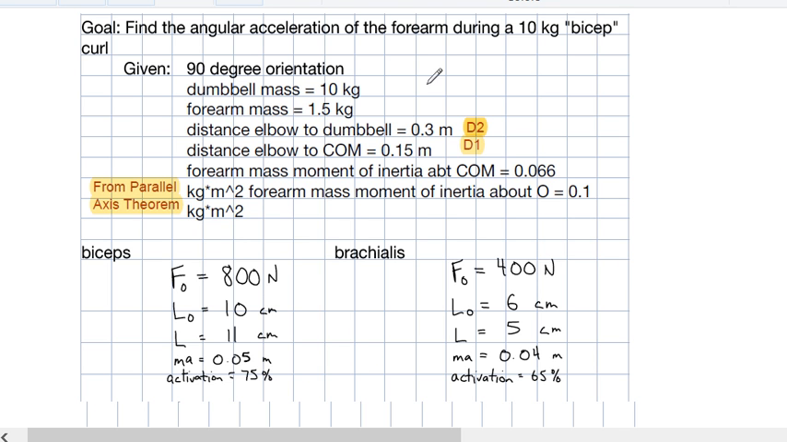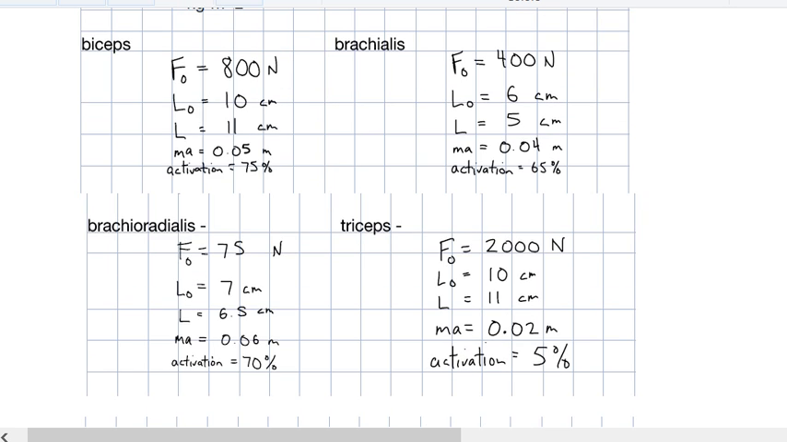The distance from the elbow to the dumbbell is the moment arm D2, 0.3 meters. And the distance from the elbow to the arm center of mass is D1. The forearm mass moment of inertia about its center of mass is given, and the forearm mass moment of inertia about the elbow point O is calculated from the parallel axis theorem. For the four muscles involved in this problem, we have enough quantities to calculate the moments about the elbow. We have the peak force, the length quantities, the moment arms, and the activation for the four different muscles.